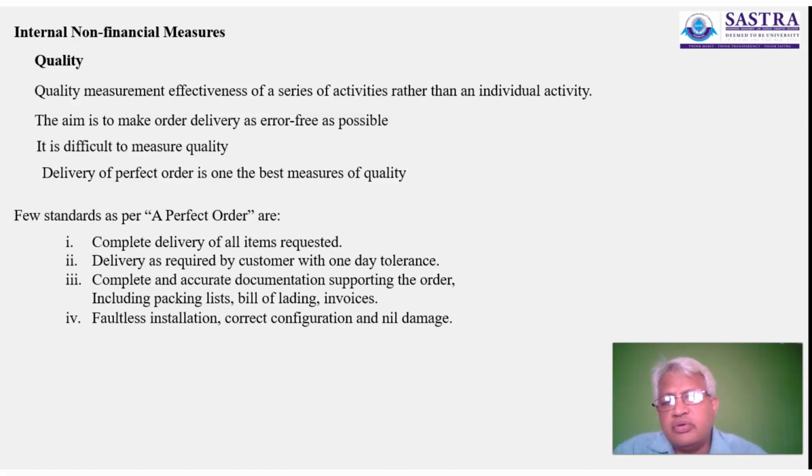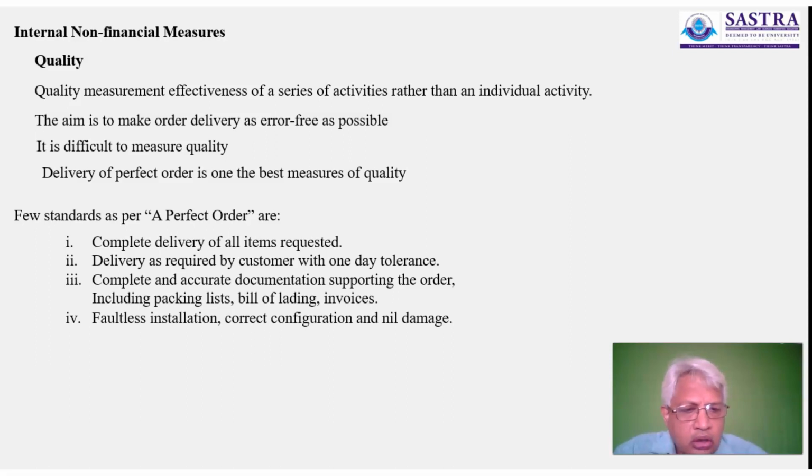So we have to see what this measure is, what constitutes a perfect order. Different companies in different sectors have defined perfect order in the same way, but using different jargons and different acronyms and different words. On the whole, perfect order is listed in the 4 points in front of you. The first point is complete delivery of all items requested by the customer. It can be a consumer or it can be an industrial buyer.